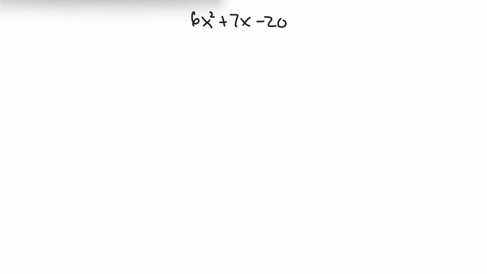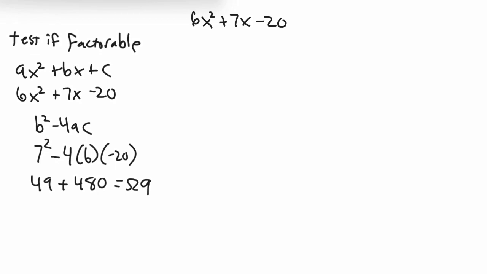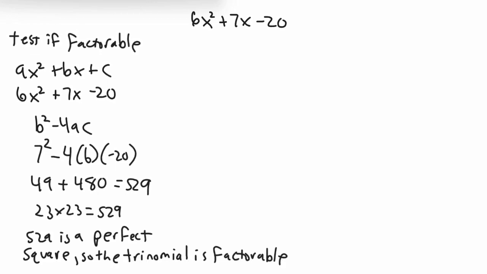So here's our third problem. Let's factor 6x squared plus 7x minus 20. Okay, so let's test and see if this is factorable and plug it into b squared minus 4ac. b is 7 squared, minus 4 times a is 6, c is negative 20. 7 squared is 49, minus 4 times 6 times negative 20. It's 49 plus 480, which is 529. 529 turns out to be a perfect square, so the trinomial is going to be factorable.